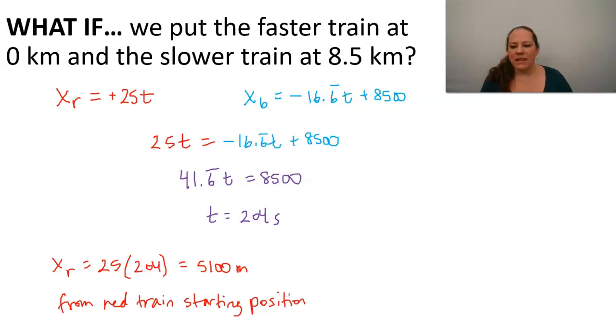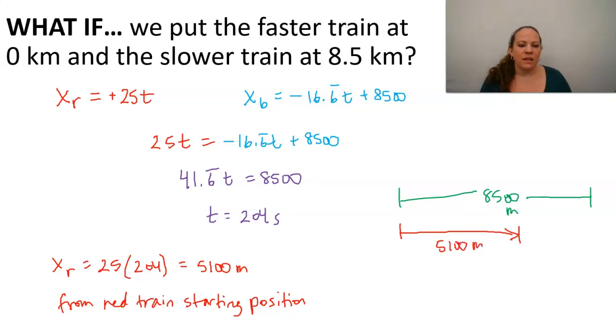So let's think about this. If our two trains are starting 8,500 meters apart, sorry, that's not quite as straight as I wanted to make it. Oops, I forgot the meters as well. There we go. 8,500 meters apart. And if our red train has gone 5,100 meters of those, then very clearly our blue train has made up the difference. So we're going to calculate that really quickly just to confirm. And there we go.